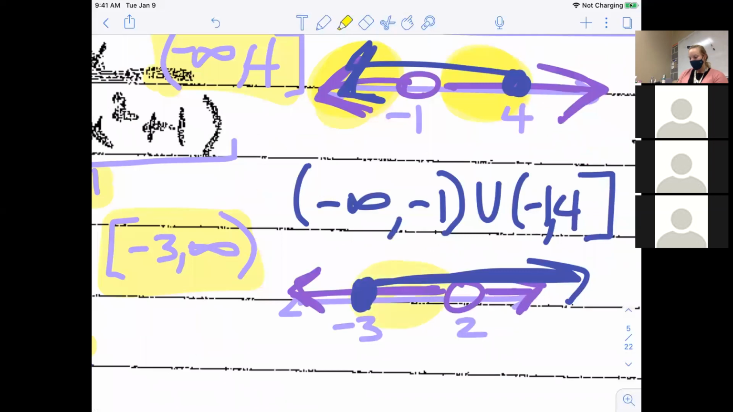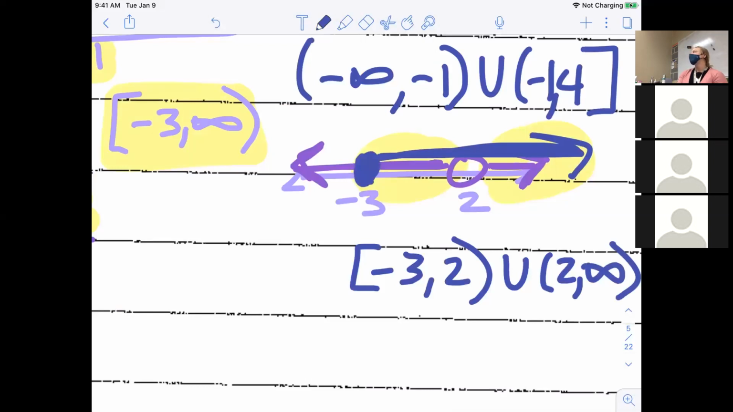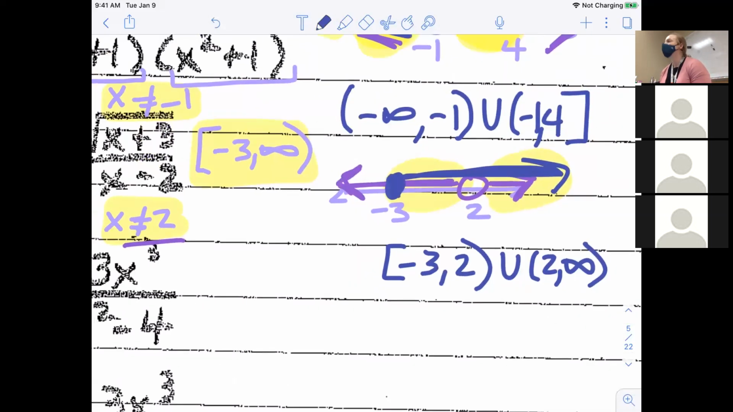Good. Good, between -3 and 2, and then where again? After 2. There's nothing to the left of -3, so I don't get to use that interval. I get to start at -3 and go to 2. I get to include -3. I don't get to include 2. And then I get to pick up again at 2 and go to positive infinity. Yes.